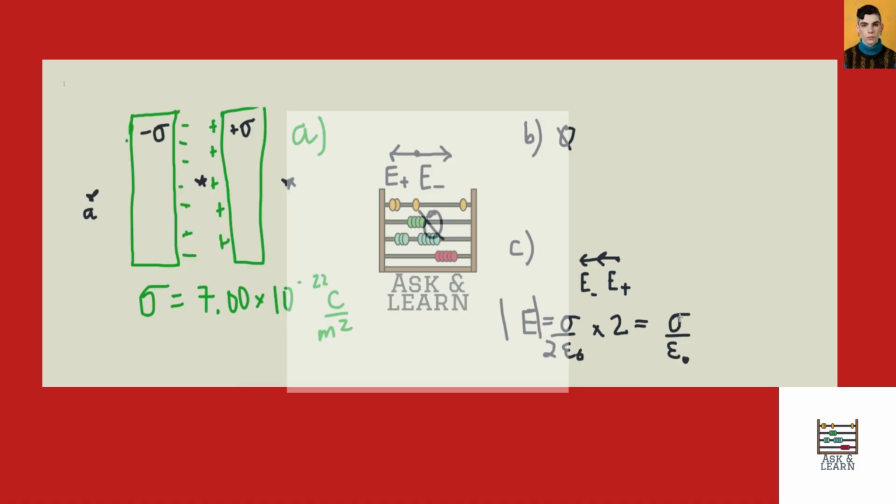And then finally, if you plug in sigma is 7 times 10 to the minus 22 and epsilon naught, you'll get that E is equal to 7.91 times 10 to the minus 11 newtons per coulomb in the negative i hat direction.